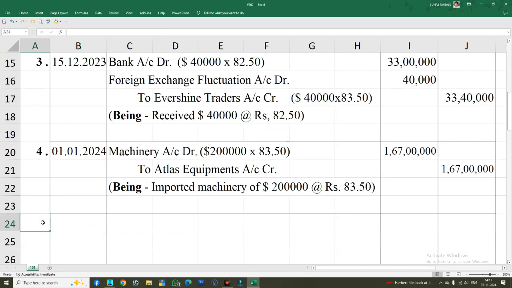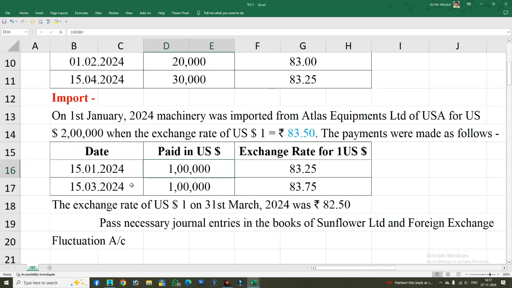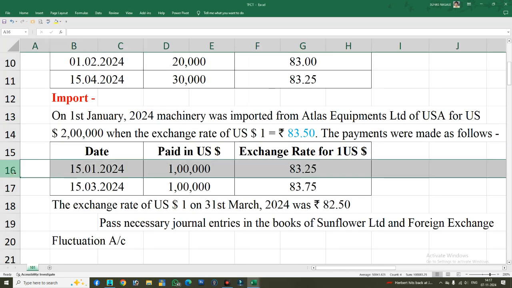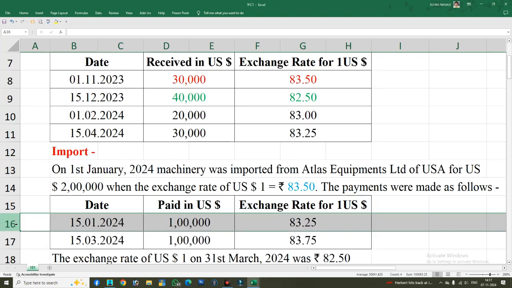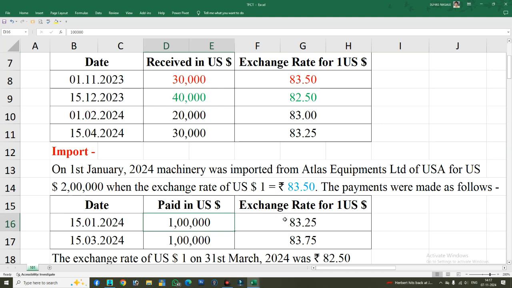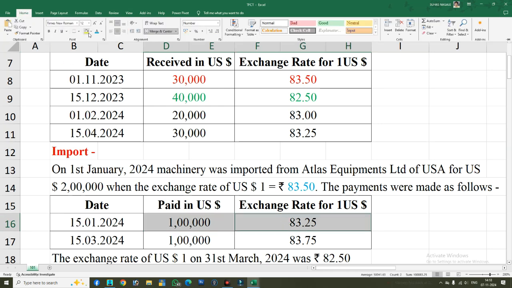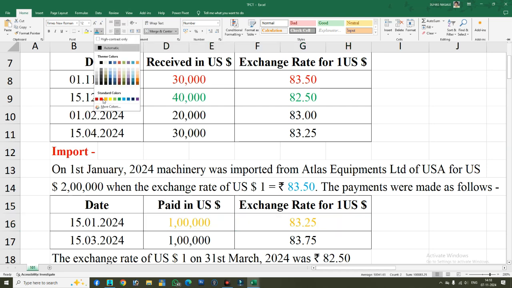Next entry for the next date. Next date, 15 January 2024. So we have to pass the next entry for payment made to Atlas Equipments on 15 January 2024. I am giving the next color, red color.